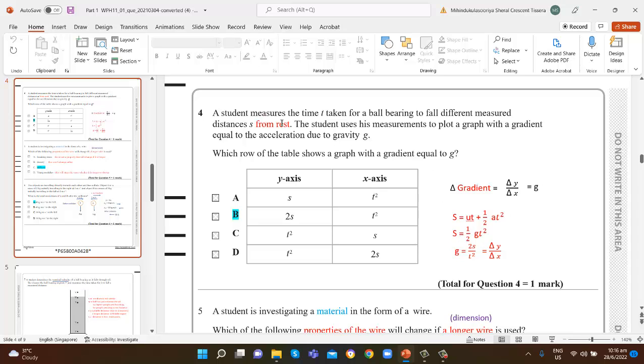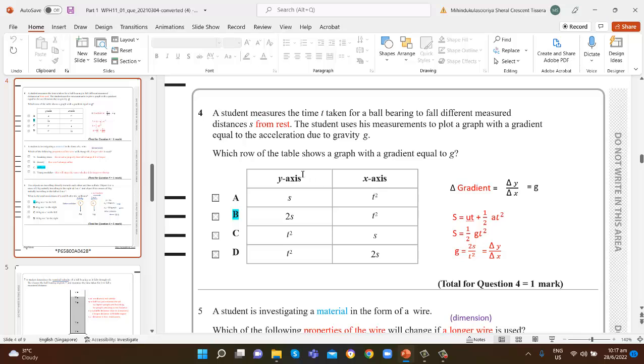So now, to find the gradient, you use s equals half gt squared, since u is going to be 0. Then what is g? You substitute, g is delta s over t squared. So what is this? 2s over t squared. So your g is delta y over delta x, that is g. So what is going to be on the y-axis? Delta y is 2s, delta x is t squared.